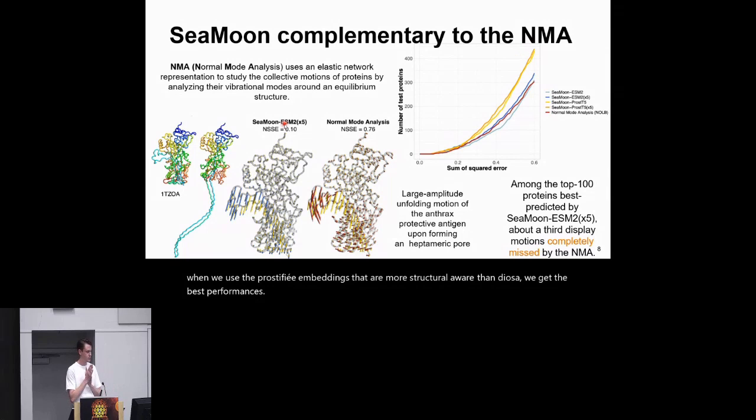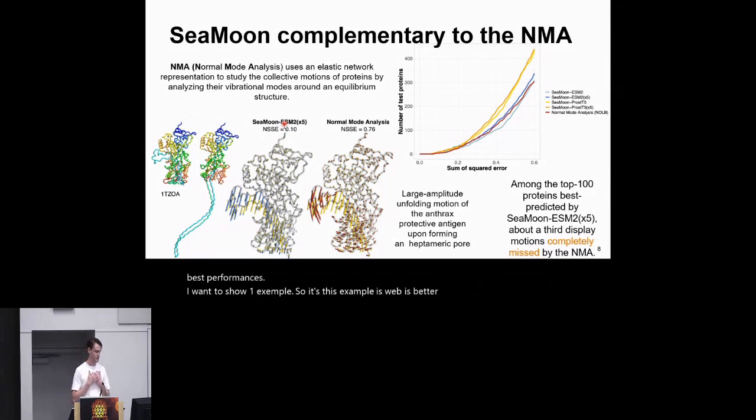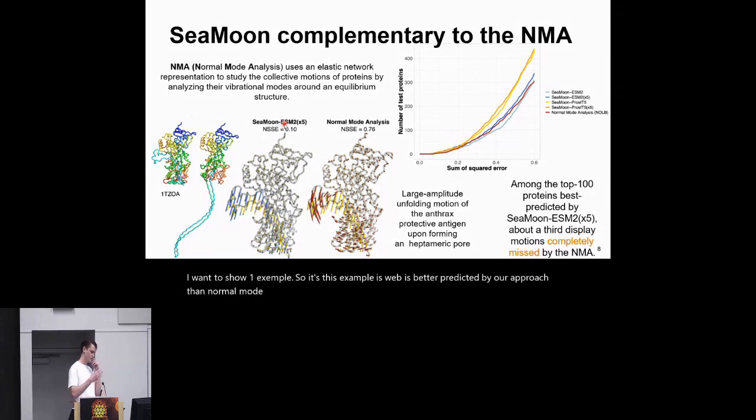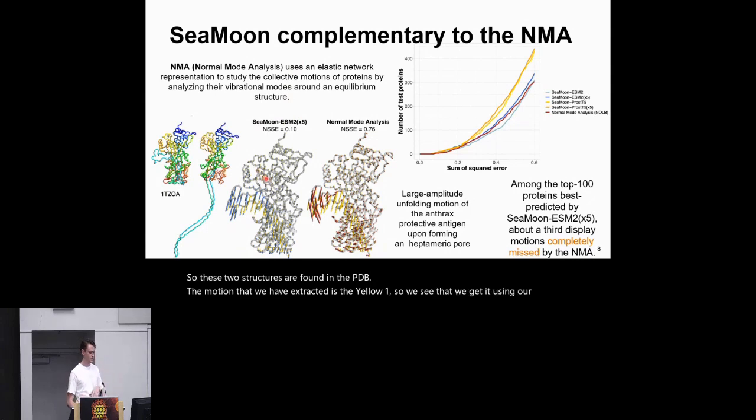I want to show one example. This example is better predicted by our approach than by normal mode analysis. It's the large unfolding motion of the anthrax protective antigen. These two structures are found in the PDB. The motion that we have extracted is the yellow one. So we see that we get it using our approach, while the normal mode analysis struggles to get it because it tries to predict an opening and closing motion.